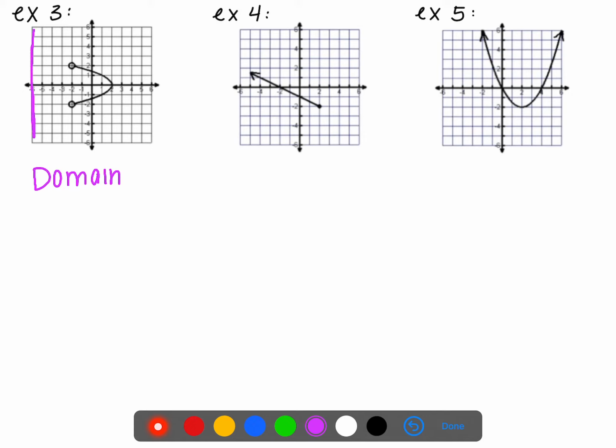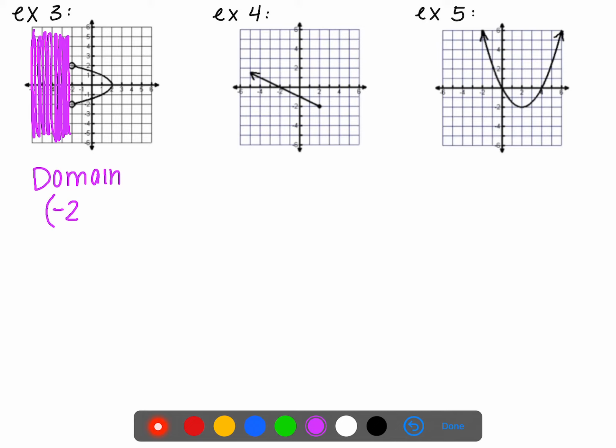So start on the left. And I want to know where I'm going to touch my graph first. And all of a sudden, at negative 2, I hit my graph. So the first number in my domain is going to be negative 2. Do I want to use a bracket or a parenthesis? A parenthesis, because those big old open circles.